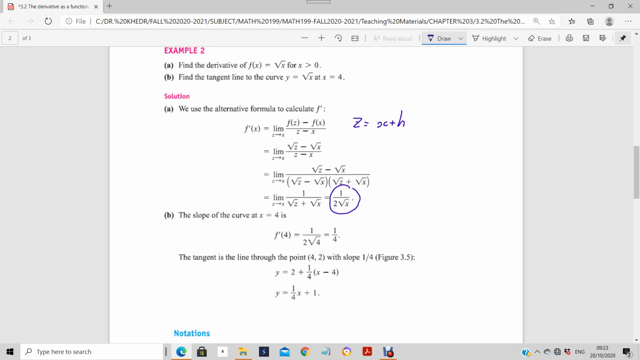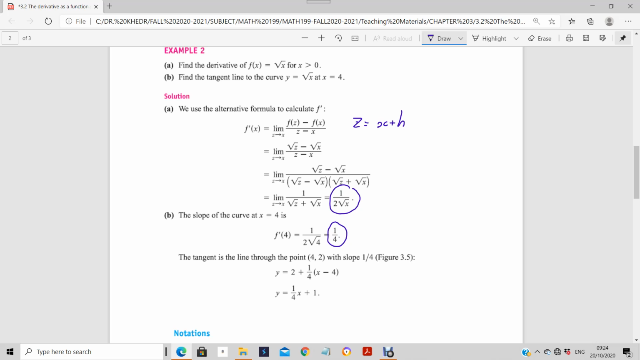Now for the second part, we need to find the tangent line to the curve at x equals 4. So if you substitute x by 4 here, you will get f prime at 4 equals 1 over 4. This is the derivative of the function at x equals 4, which is equivalent to the slope of the tangent line at x equals 4.